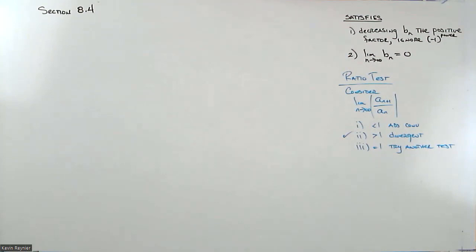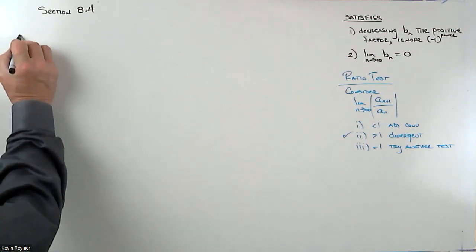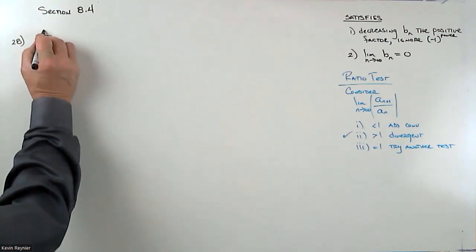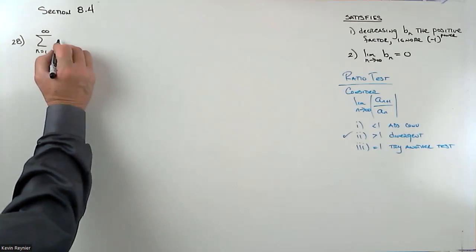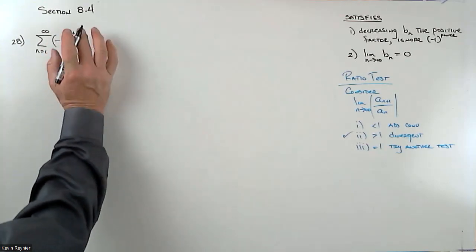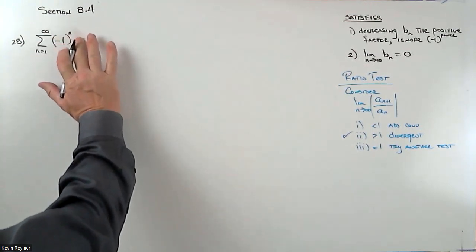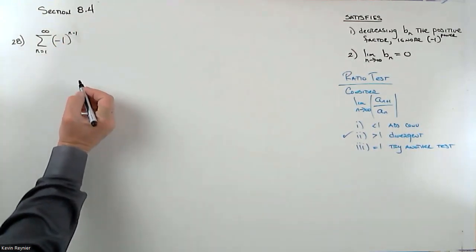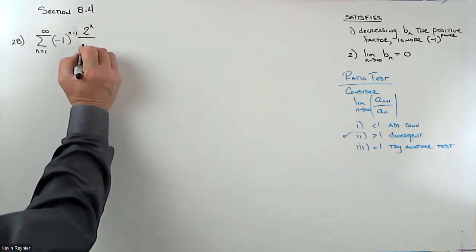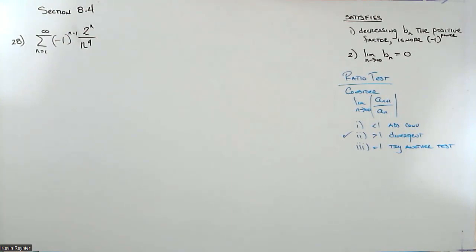Let's look at the ones that have been assigned. So I'll do 28 here. 28 is the series n equals 1 to infinity, -1 to the n plus 1. Sorry, -1 to the n minus 1, over 2 to the n divided by n to the 4. And the question is, does this converge absolutely?